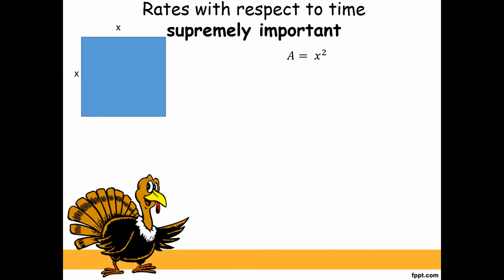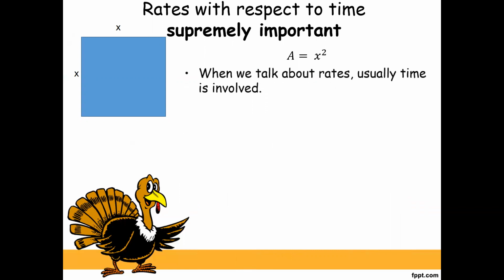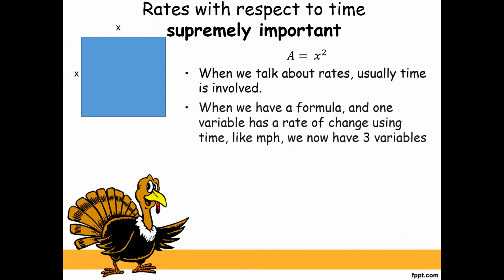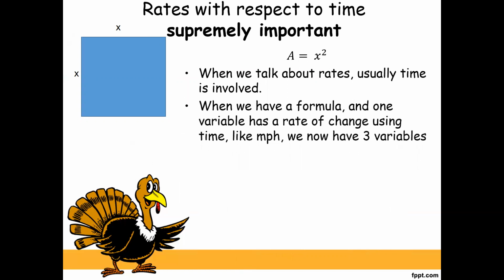So if the area is equal to x squared of this square, when we talk about rates, time is involved. When we have a formula like A equals x squared, and one of the variables has a rate of change using time, like miles per hour, we now have 3 variables. So for instance, we may say that the sides of this square are growing at a rate of 2 inches per second. So we have the area in square inches, we have the sides in inches, and we have the rate at which the sides are growing, which is inches per second.